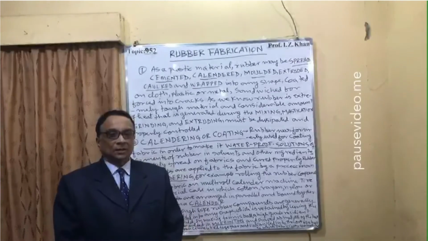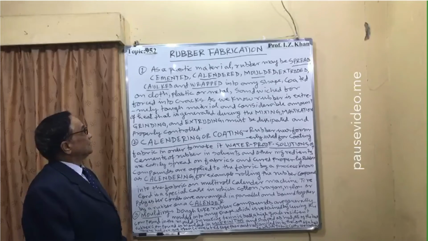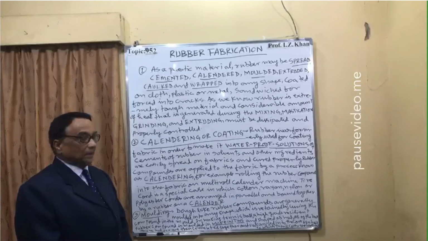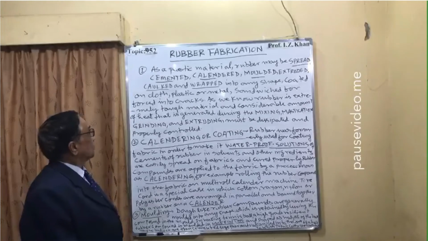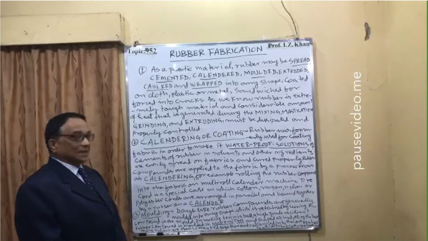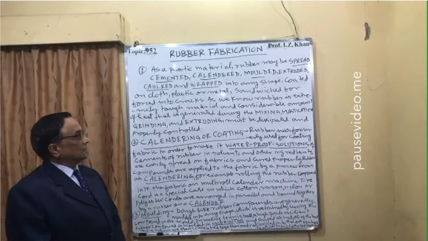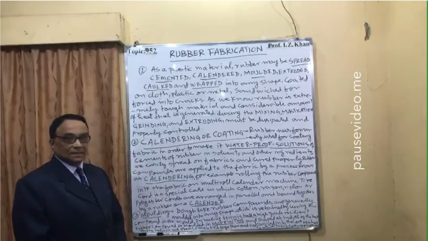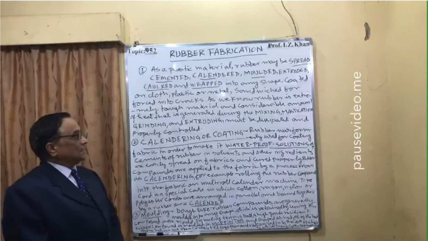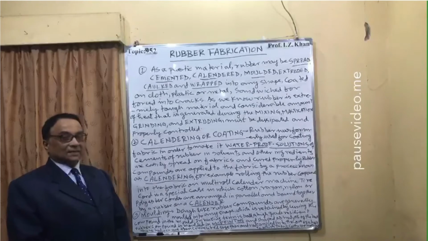Fabrication. In the fabrication of rubber, number one, as a plastic material, rubber may be sprayed, cemented, calendered, molded, extruded, chalked and wrapped into any shape, coated on cloth, plastic or metal, or sandwiched and forced into cracks. As we know, rubber is an extremely tough material, and a considerable amount of heat is generated during mixing, mastication, grinding and extruding. It must be dissipated and properly controlled, so it should be kept under control.